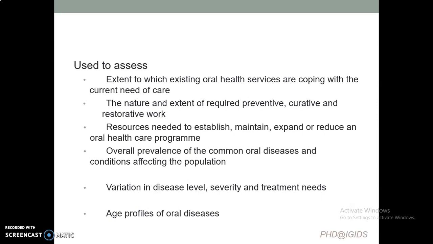So the uses of the basic oral survey are, first, you can know which are the existing oral health services, whether they are apt for the population. Then, what is the nature of preventive, curative and restorative work required? What are the resources required to establish, maintain, expand or reduce the oral health care need? Next, you can know the overall prevalence of the conditions affecting, how the disease varies across ages, how the disease varies across population, and what are the various treatment needs. All this you get to assess when you record the basic oral health survey.